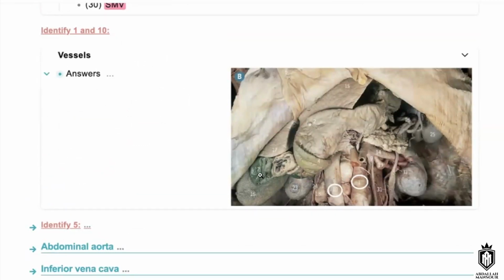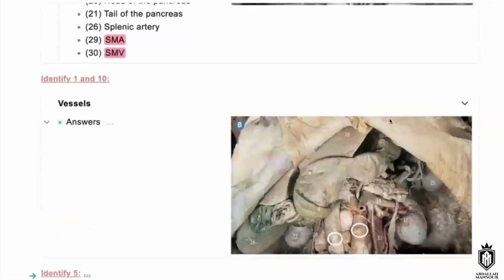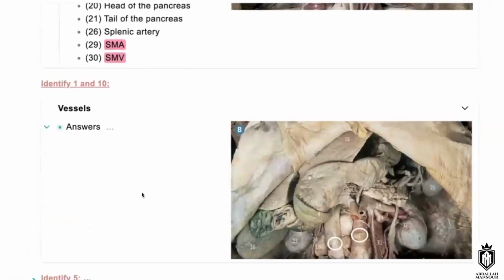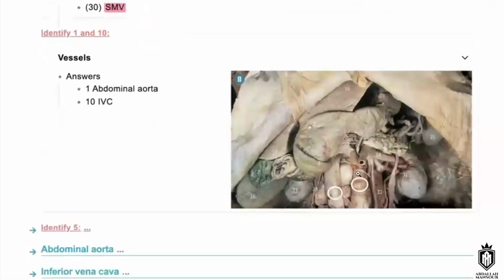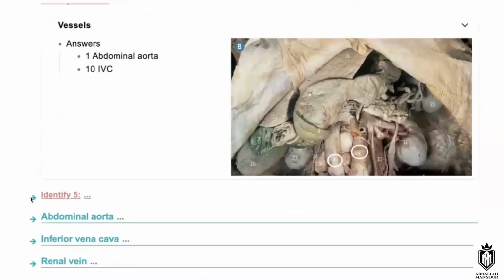I'm looking for 7. I'm pointing to it. Oh, sorry. That is the body of the gallbladder. Yeah, amazing. Well done. 25 is the spleen. It's the same diagram, basically, but we reflected the pancreas with the mesentery as well to see the underlying structures. So 1 is the abdominal aorta, 10 is the inferior vena cava.